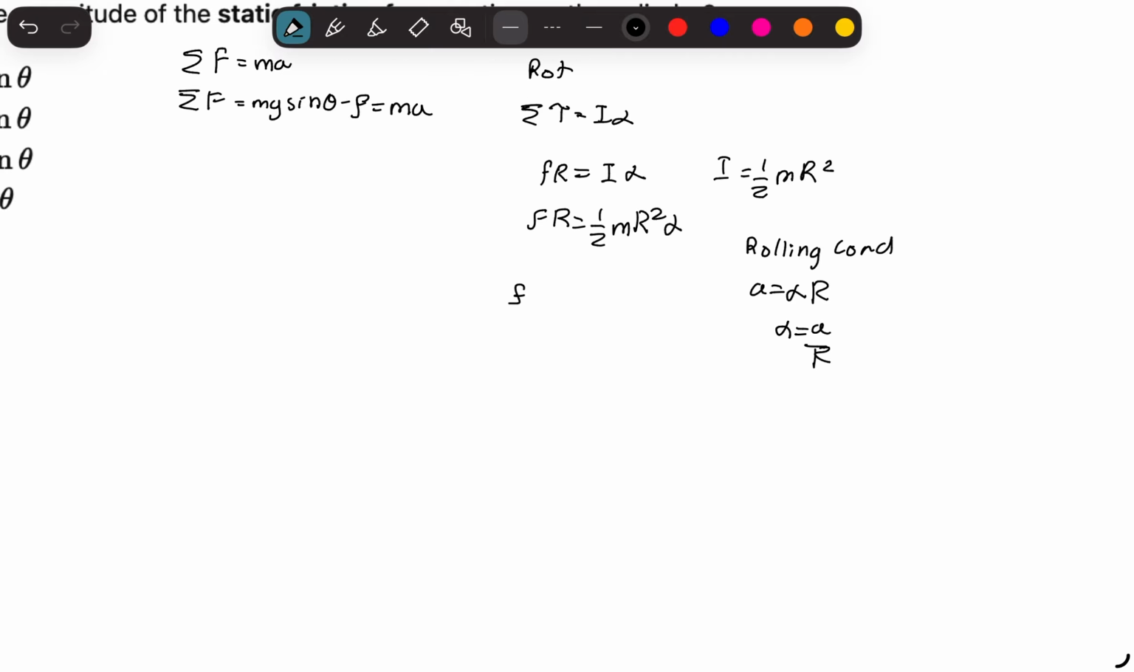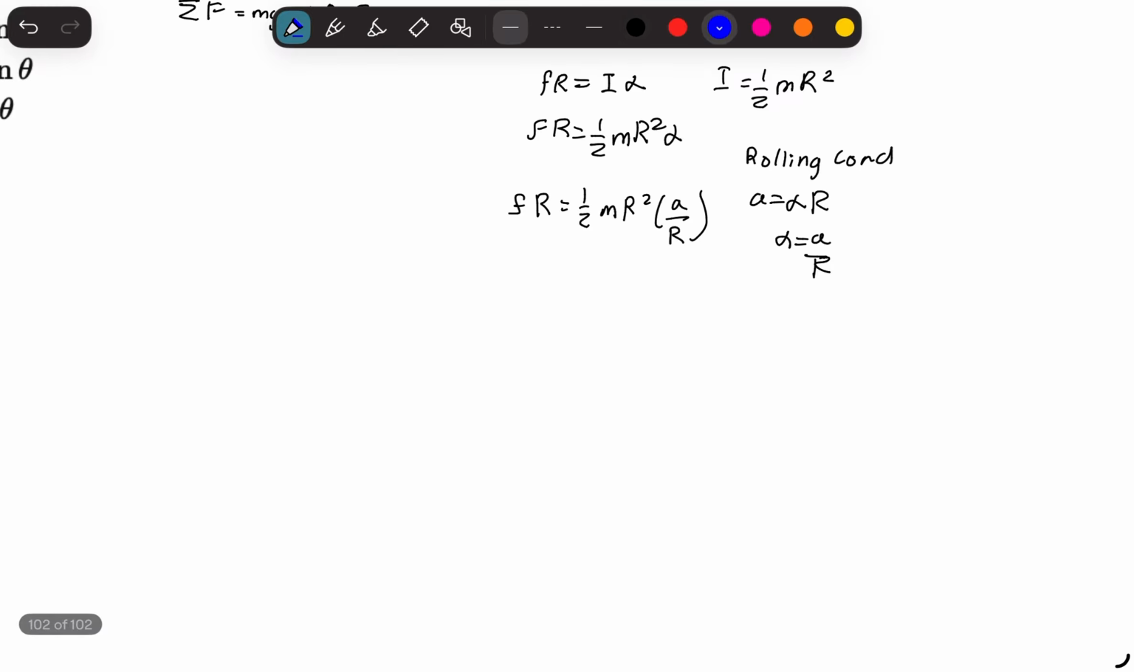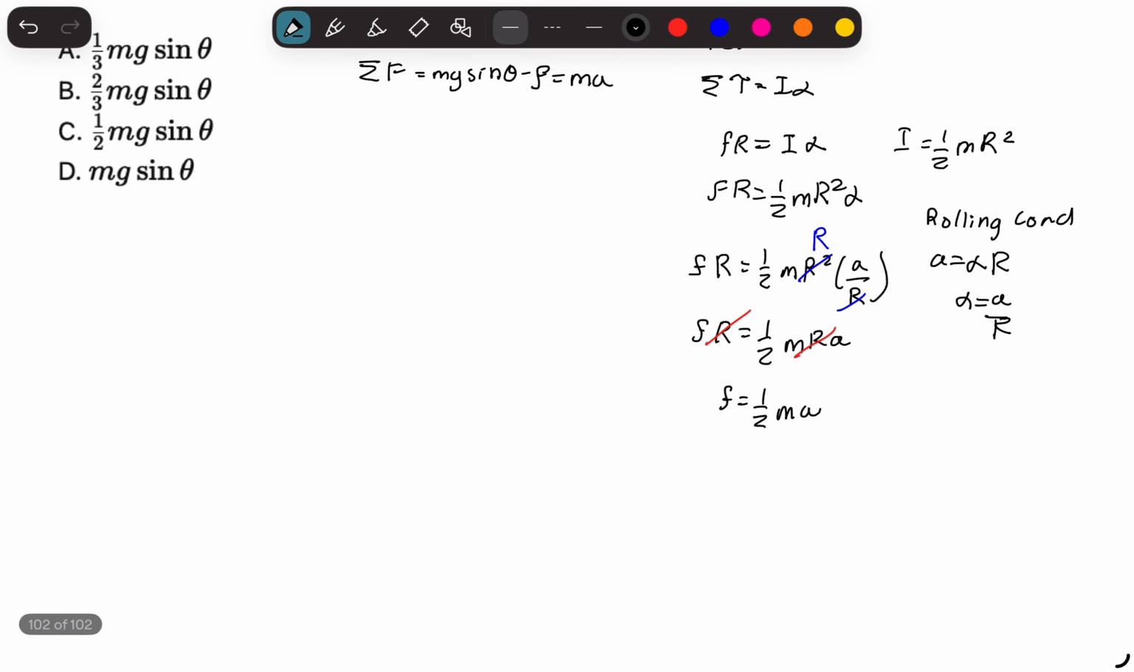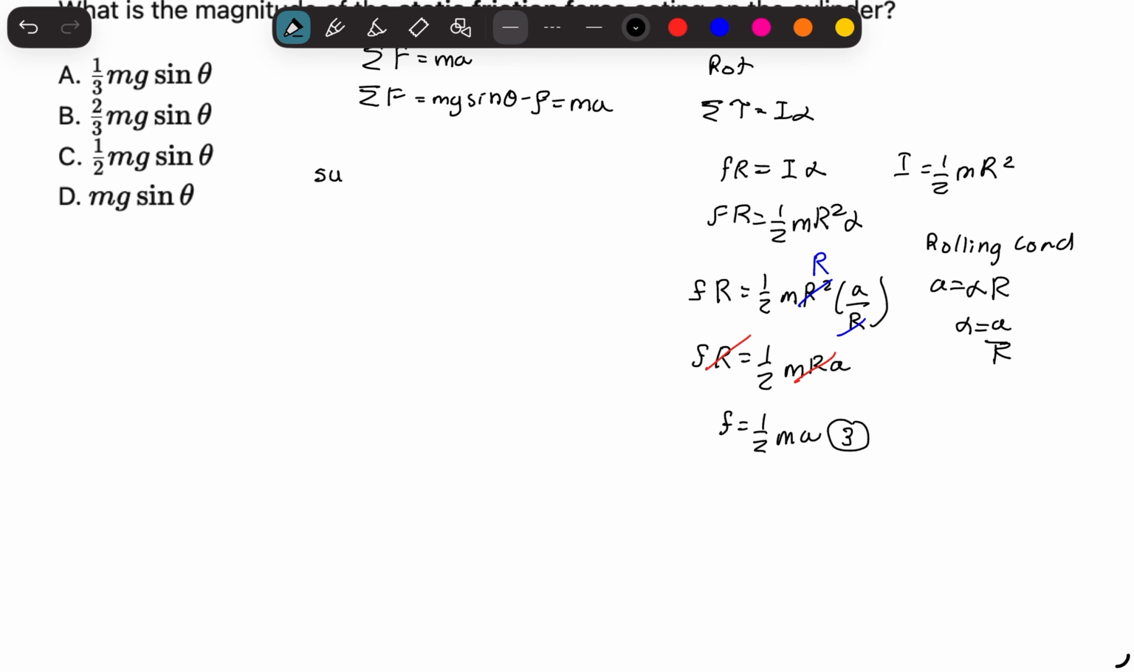You substitute that into torque, you have Fr is equal to 1/2 mr squared times a over r instead of alpha. Then you can cancel one of those r's like you did earlier. You have Fr is equal to 1/2 mra. You can divide both sides by r. You get F is equal to 1/2 times mass times acceleration. You can substitute this equation, which we'll call 3, into 1. And we're going to call this equation 1.